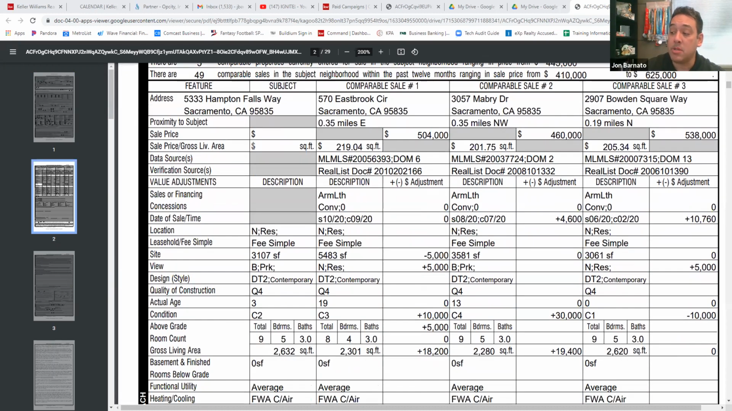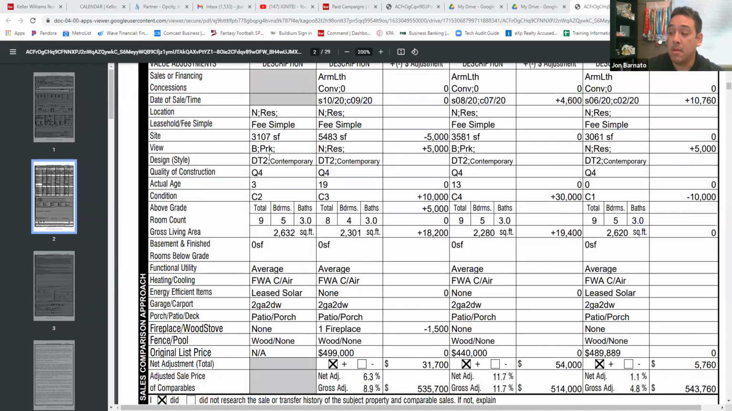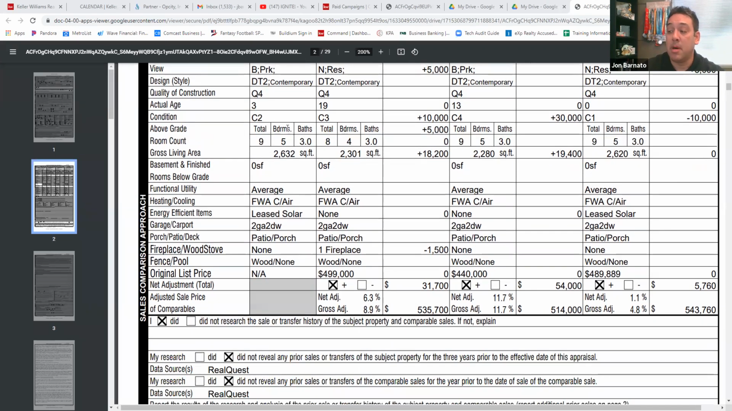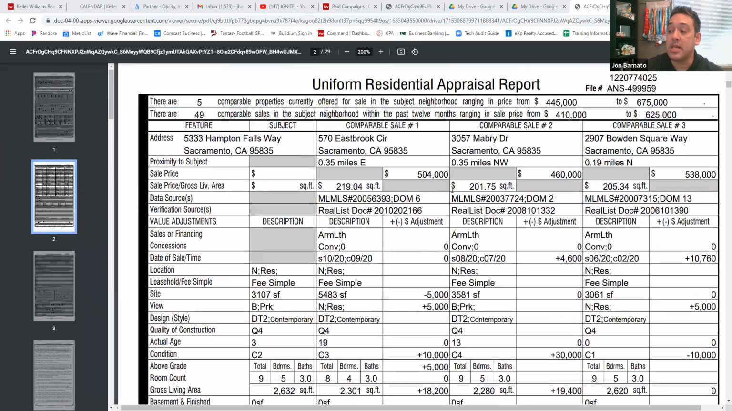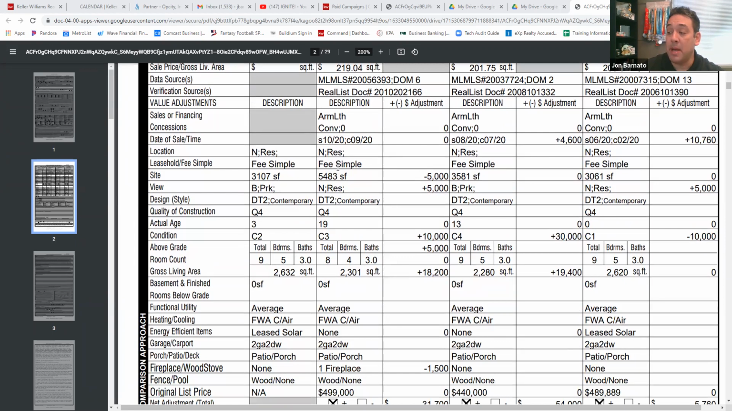So you see my house, and it has the site. I see it says view. I have a view. I'm across from a park, so my view is of a park. I have 9 total rooms, 5 bedrooms, 3 baths, 2,600 square feet, functional utility average, and it puts all my features in there. And then it finds comparable homes. There's one on Eastbrook. But you see, this home has a bigger lot than mine. See that? 5,000 square foot bigger lot than me.